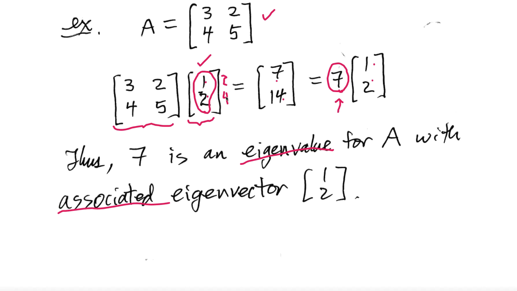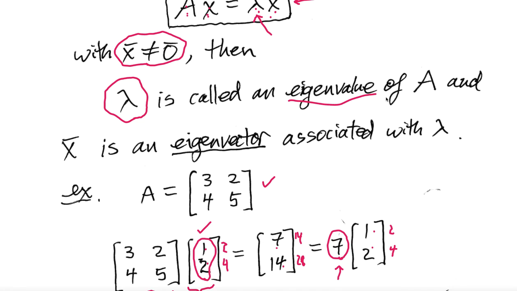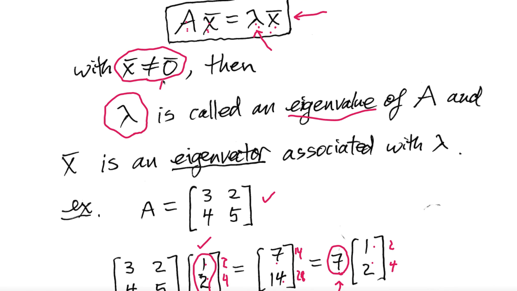So I've got 2, 4 here. If I multiply that on, I would actually get 14, 28. But that's still 7 times my original vector 2, 4. So you see how that works? Did I emphasize this? I don't know if I did. x must be a non-zero vector.